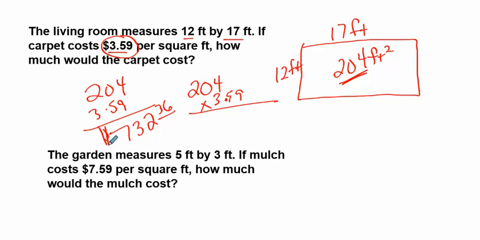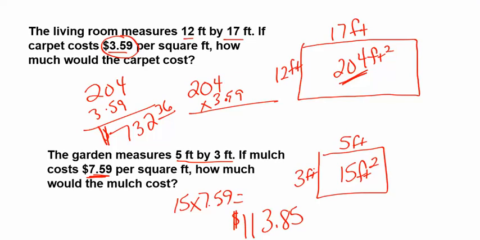Okay. All right. I want you to pause the video and try this one. It says the garden measures 5 by 3. If mulch costs $7.59 per square foot, so for every square foot, how much is it going to cost? So mulch is that brown, kind of like almost wood chip stuff. Okay. So pause the video and come back when you know how much the mulch would cost me. All right, so that's going to cost me $113.85. That's how much it's going to cost me.